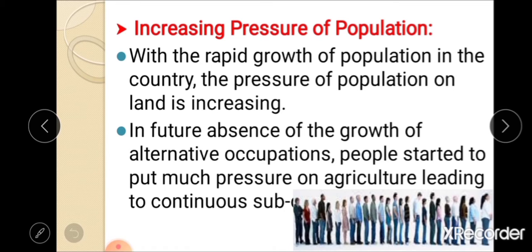Okay, as the population is increased, the pressure of population on land is also increased. In future, with the absence of growth of alternative occupation, people started to put much pressure on agriculture, leading to continuous land fragmentation and land division. So this is the first factor, that is increase in population pressure. As population is increased, it creates pressure on land holding. It finally results into subdivision and fragmentation of land holding.